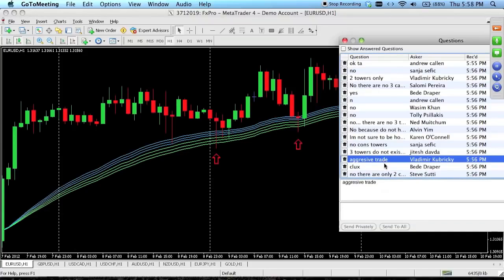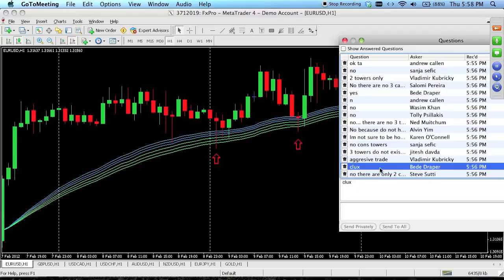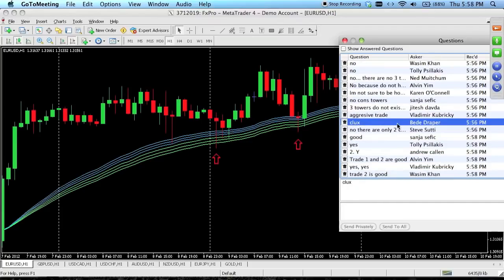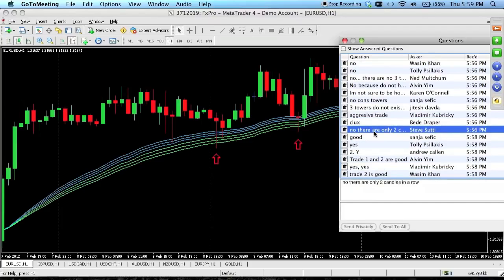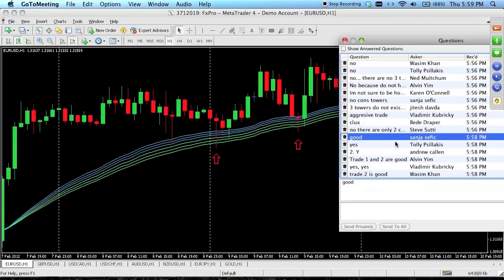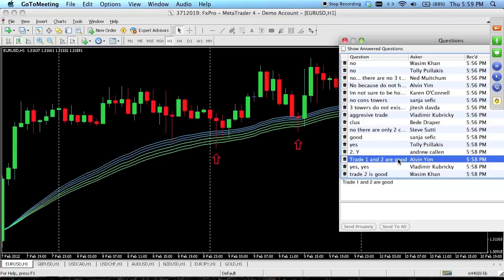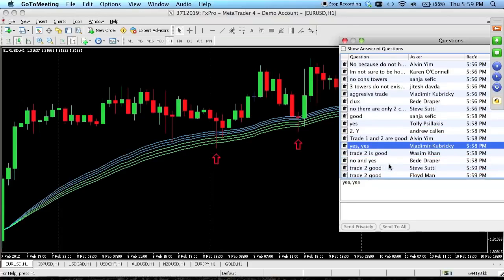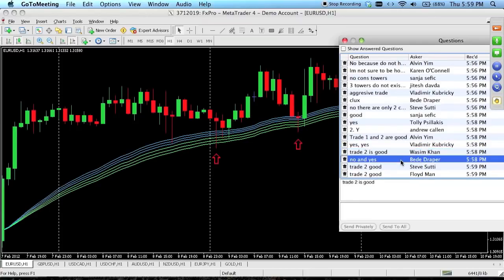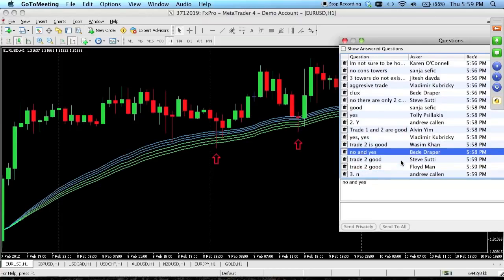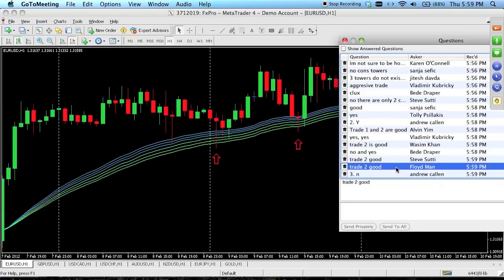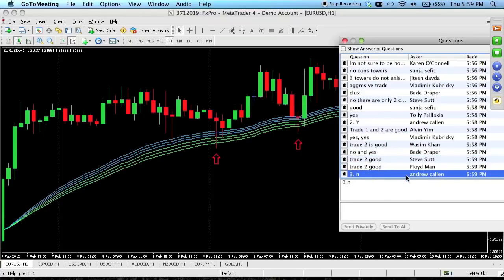Okay, Valdemar, aggressive trade, good, good. Bede, Klux, Steve, there are only two candles in a row. Okay, Sonia, good. Totally yes. Number two is also yes. Trade 1 and 2 are good. Valdemar says yes and yes. Wasim says trade 2 is good. Bede says no and yes. Steve says trade 2 is good. Floyd says trade 2 is good. Andrew says three, no. Okay.